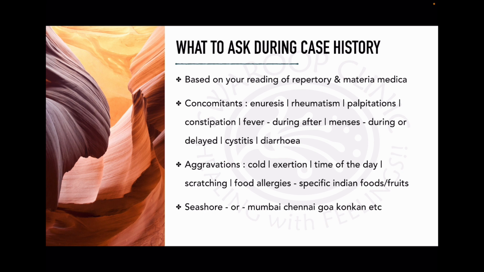So a lady or a girl can give a history, especially a girl who has PCOD, that whenever the menses get delayed by a week or two, she starts getting urticarial rash. Then we have remedies for that. We get symptoms of cystitis or diarrhea along with urticaria. So you can ask for these concomitant symptoms, concomitant complaints, and that can lead us to those specific remedies.